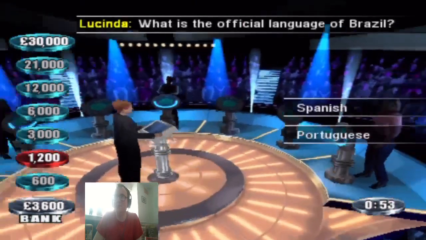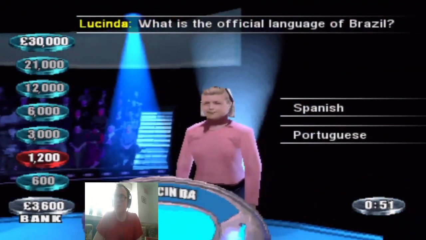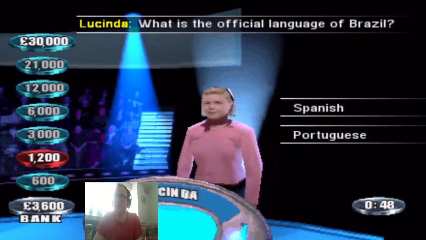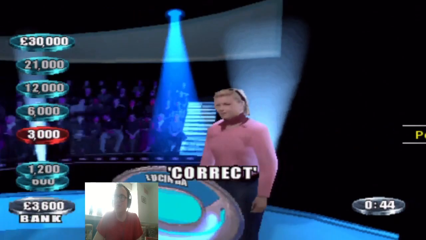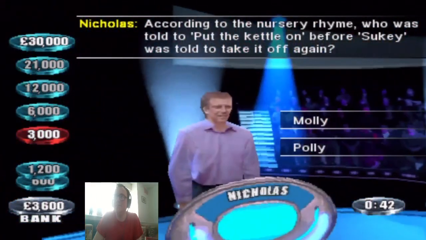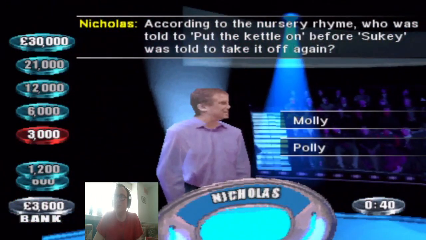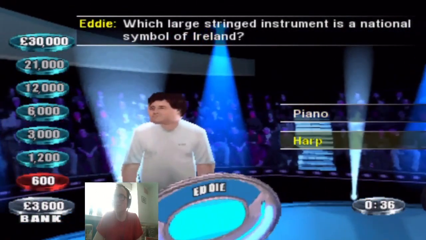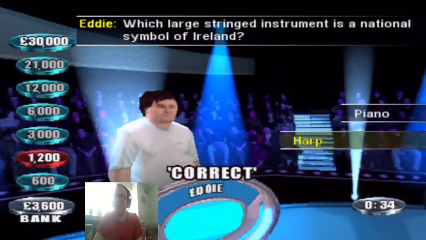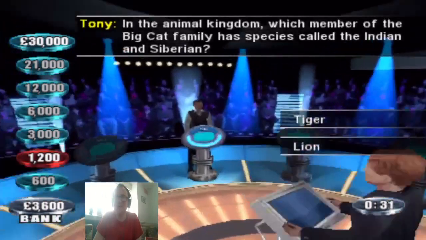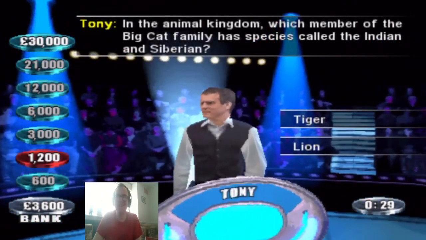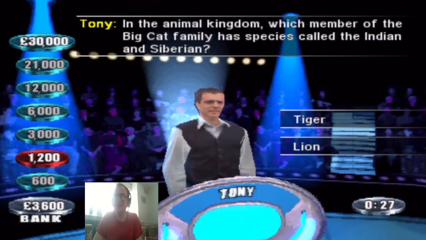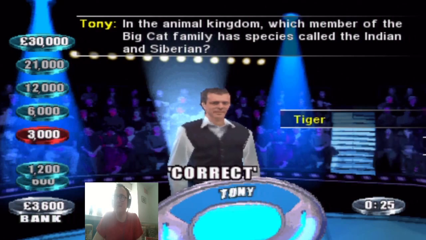Mushroom, Lucinda, there, okay. In entertainment, what is the official language of Brazil? That's Portuguese, isn't it? Yeah, it's the bottom one. Correct. Yeah, Portuguese, yeah. Nicholas, which one of these answers is correct? The petal on before Suki, that's Polly. Oh. God damn it, Nicholas. Which large string instrument is the national symbol of Ireland? That's the harp. Correct. And I'm looking at Nicholas like, you idiot. Nature, which one of these is right? Oh, no, Tony's not looking at me like that. Correct. It's a tiger, yeah.